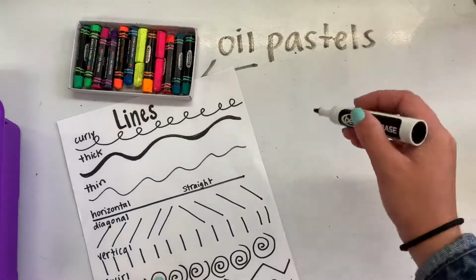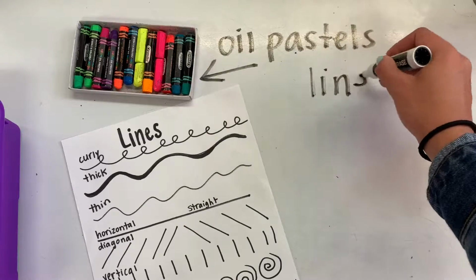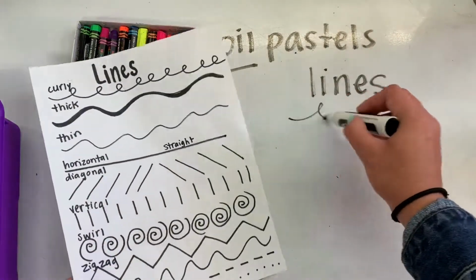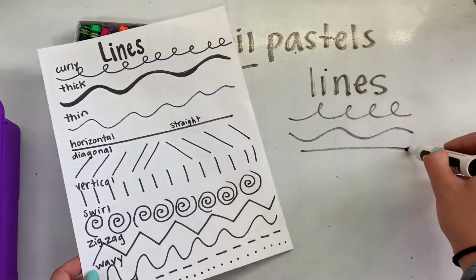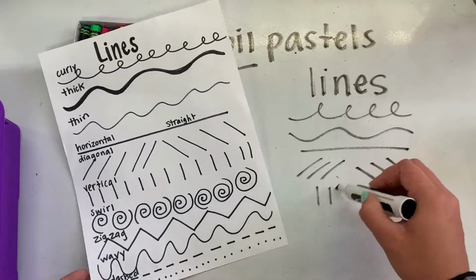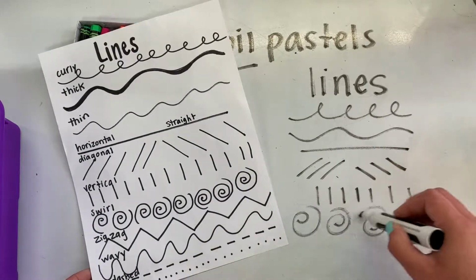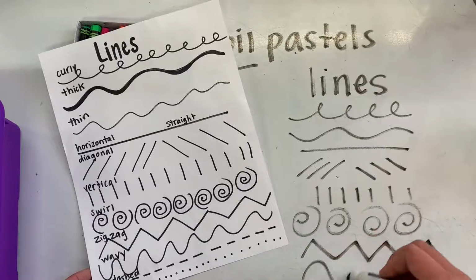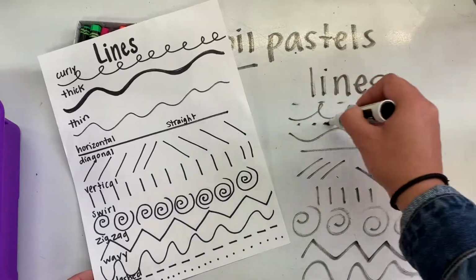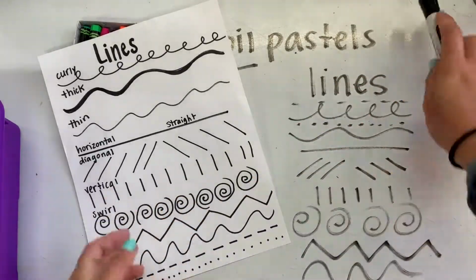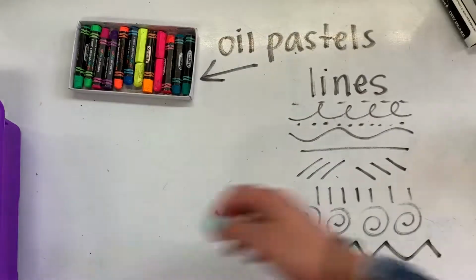Last week, we learned about all different kinds of lines and used a special new tool called oil pastels to create those lines on our papers. Now, we made all different kinds of lines: curly, wavy, straight, horizontal, diagonal, vertical, swirly, zigzag, dashed, dotted, all different kinds of lines, and you could have made those lines with all different colors of oil pastels.